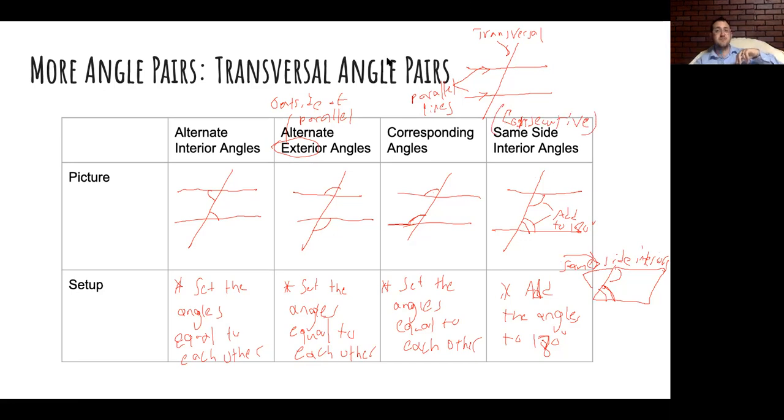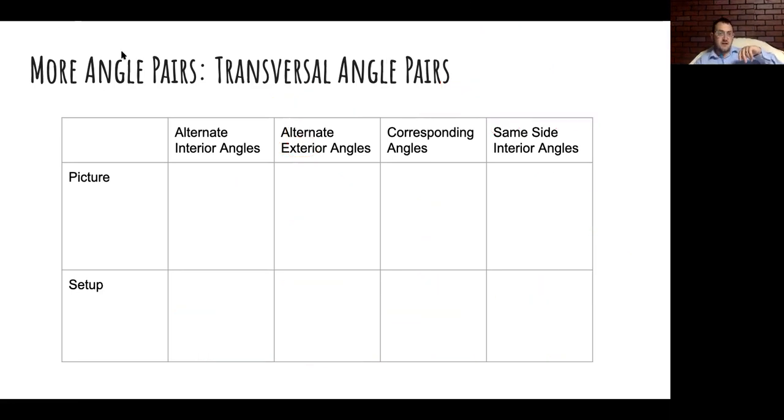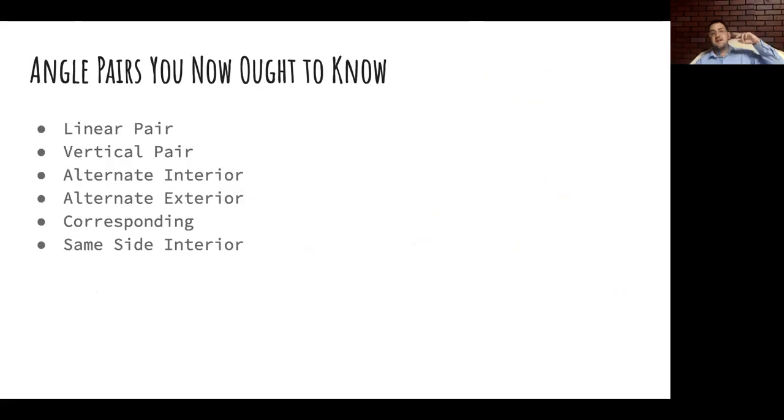So let's actually see some of these in action. The angle pairs that you ought to know now are linear pair and vertical pair from unit 1, and then the 4 that we are learning today: alternate interior, alternate exterior, corresponding, and same side interior. So these are fair game in the problems that you're going to see today.